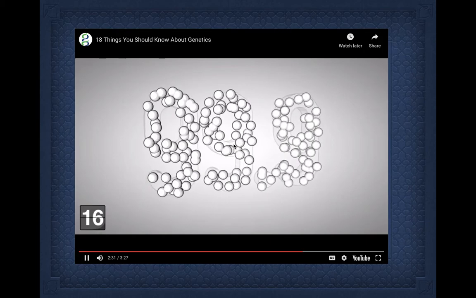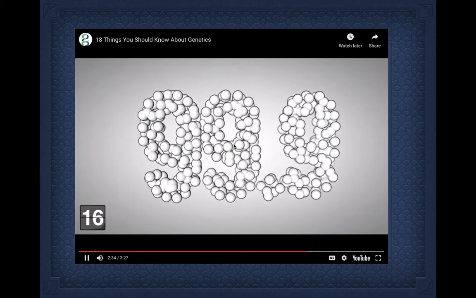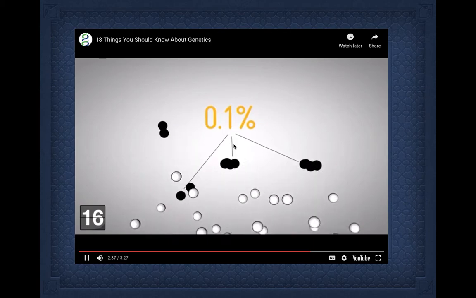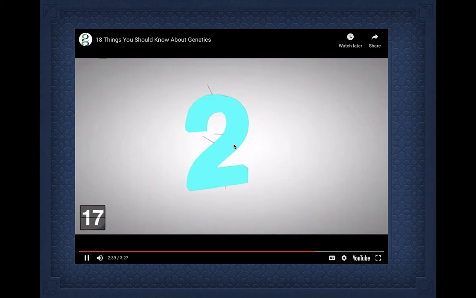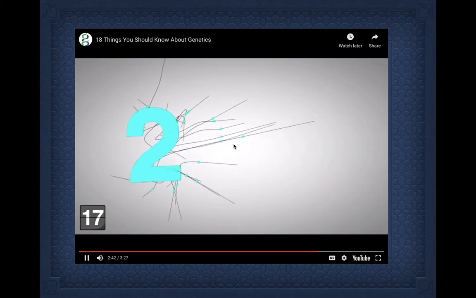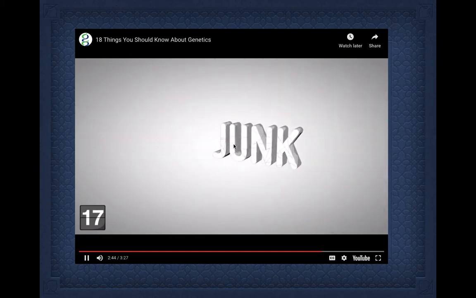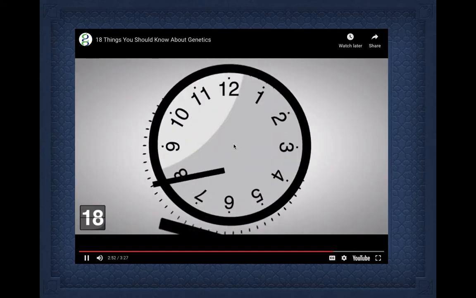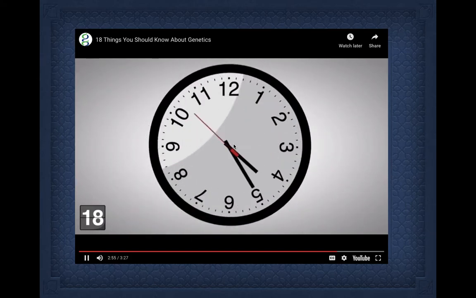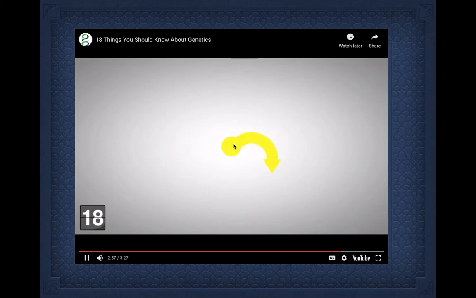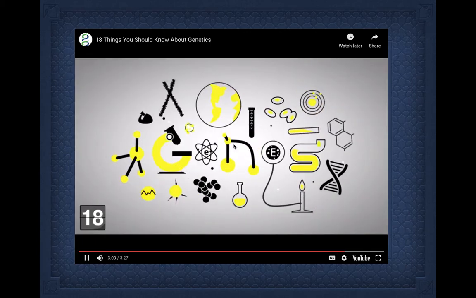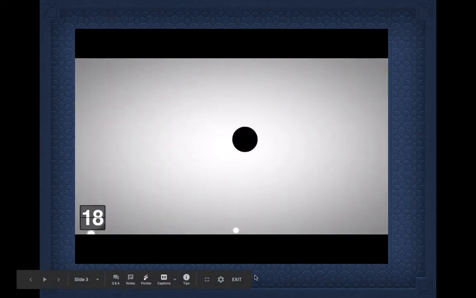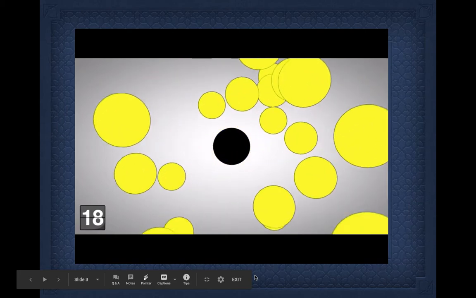You are 99.9% identical to the person next to you. Only 0.1% of our genetic makeup differs. Less than 2% of your DNA carries recognizable instructions to make proteins. The rest is called junk DNA, as it does not currently appear to code for anything. It takes around 8 hours for one of your cells to completely copy its DNA sequence. You are you because of your genes. Now you know more about this microscopic entity that makes us all the same, but grants you with distinct differences that make you unique.